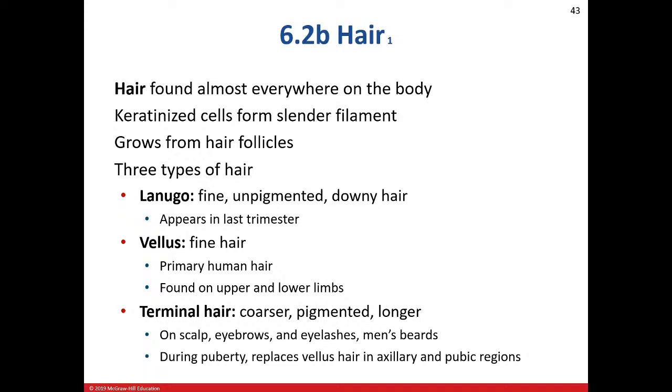So the hair is found almost everywhere on the body, not in thick skin though, only in thin skin, right? Remember thick skin, that's on the palms of the hands and the soles of your feet. And it's made up of keratinized cells, which form a slender filament called the hair. And it grows from hair follicles. There are three types of hair. Lanugo is a fine, unpigmented, downy hair that appears in the last trimester of pregnancy.